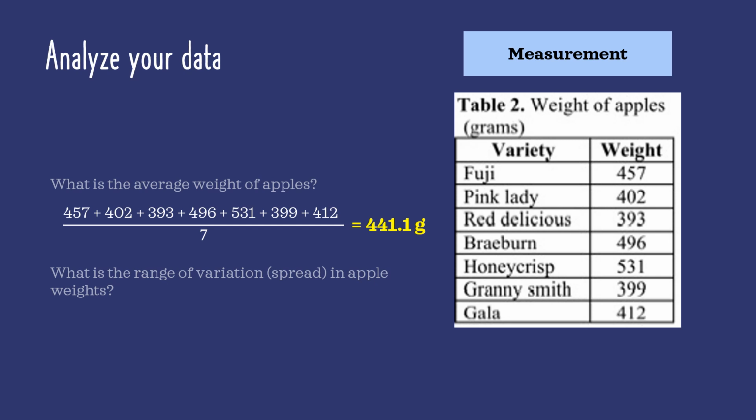The next question asks, what is the range of variation in apple weight? So we're wanting to know the spread. To calculate spread, we're going to take the maximum observation minus the minimum observation. Apples all weighed some number falling in this range. And so the spread of the data from max to min apple weight is 138 grams.